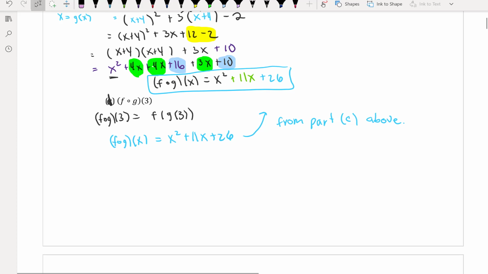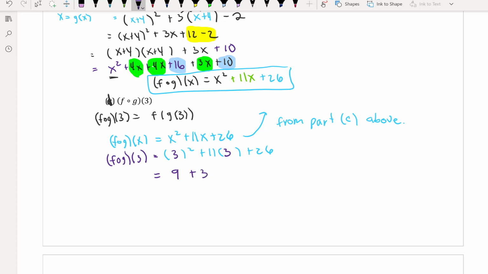So that means I'm just going to plug 3 into my equation since I already have the general form. So to take it a step further, I'm going to say f composed with g with respect to 3. So I'm going to have my equation. And every time I see that x, I'm going to be plugging in my 3 value. So now I'm going to have 9 plus 33 plus 26.